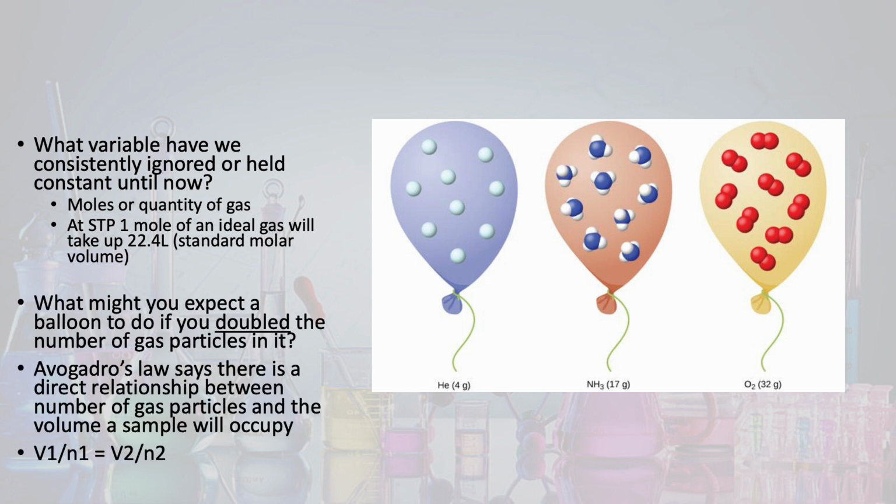Avogadro's law states that at standard temperature and pressure, which again is 1 atmosphere of pressure and 25 degrees Celsius or 298.15 Kelvin, 1 mole of an ideal gas will take up 22.4 liters. So this is what we define as our standard molar volume, right?